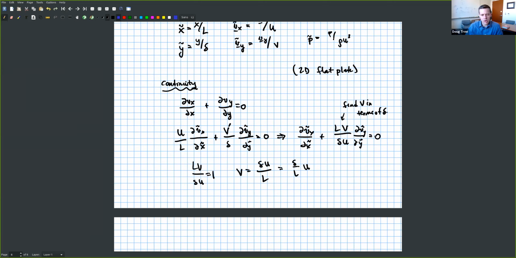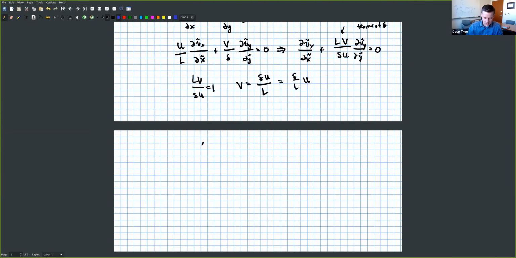So are there any questions about this, what we've done so far? Okay, great. So then let's look at the X momentum equation.